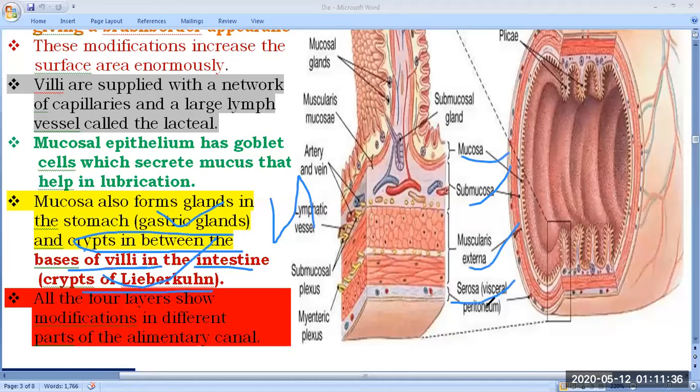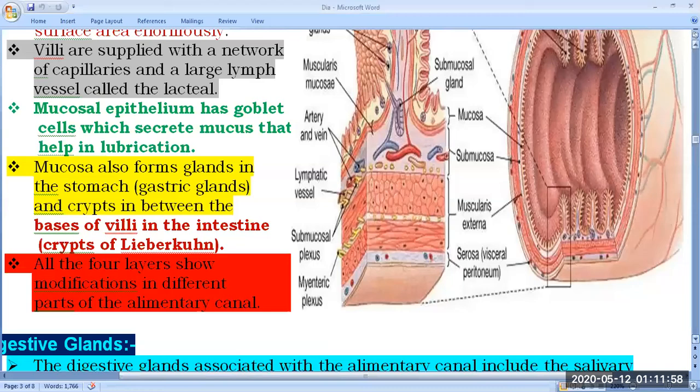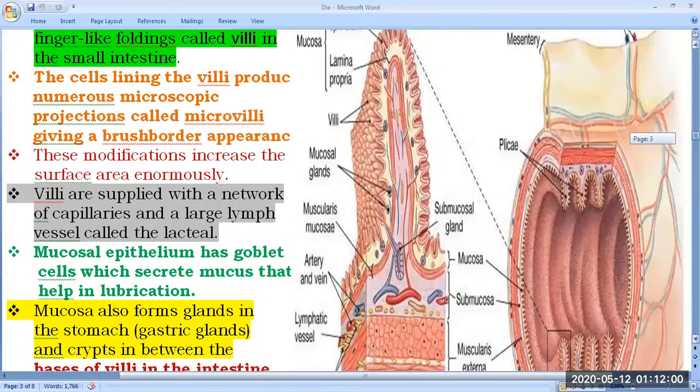Okay, so now we will see the next point. All the four layers show modification in different parts of the alimentary canal. Clear? So this is generally shown. It means this is the internal structure, that is, the histology of the alimentary canal. And here they also have some different explanation, and they have also given the figure.